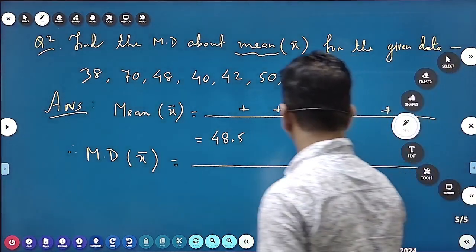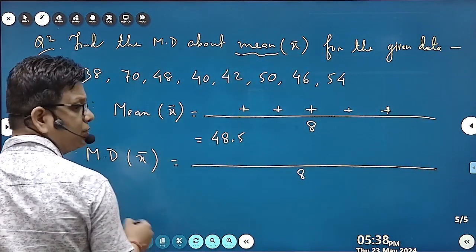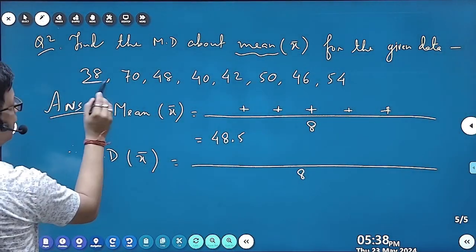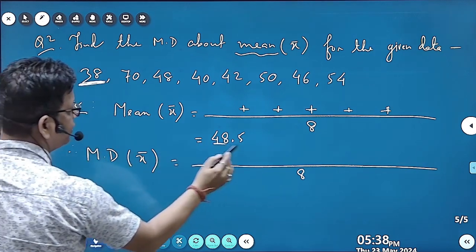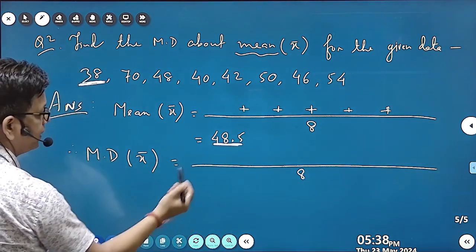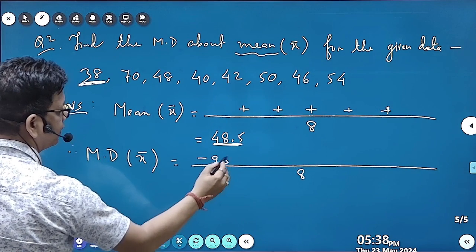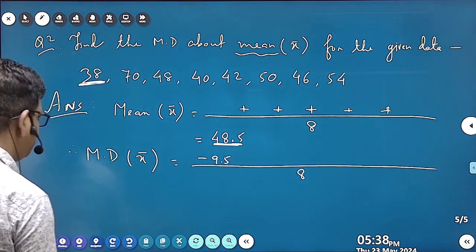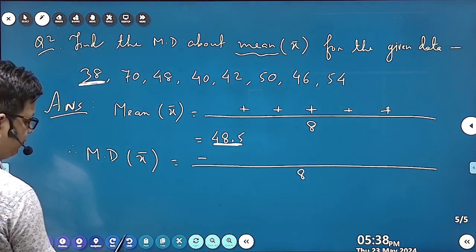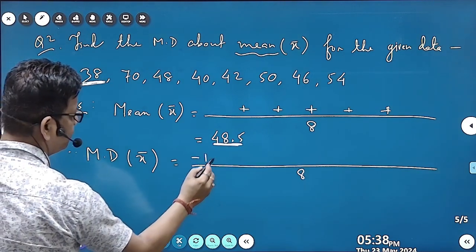So, we have 8 numbers. Then, I hope you understood the rule. What to be done? Now, 38 minus 48.5, so it will be minus 9.5. Is it correct? No, sorry, it will be minus 10.5. Am I correct? It will be minus 10.5.